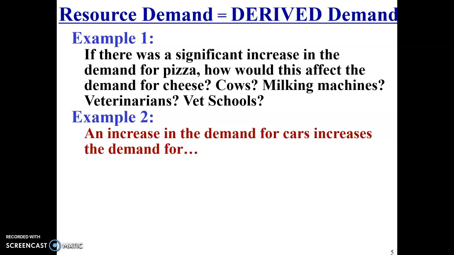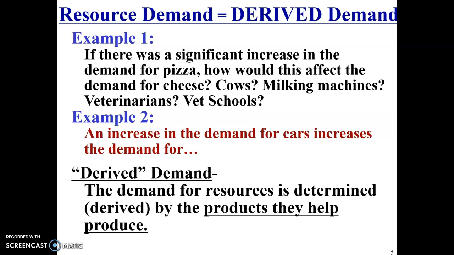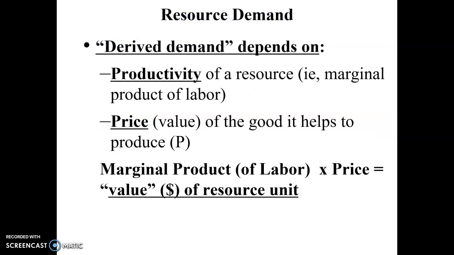And so an increase in the demand for cars is going to increase the demand for all of those different resources that are needed: workers, capital, and maybe even factory space and land. This is the concept of derived demand. Okay, the demand for resources is derived from the products that they help produce. That is a very important concept. If you remember that, there will be questions on the quiz and on the AP exam about derived demand, okay?